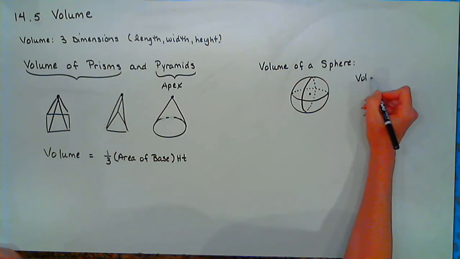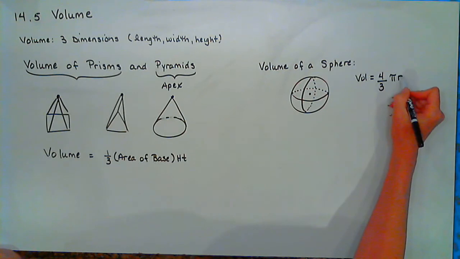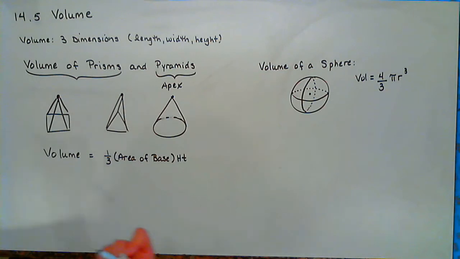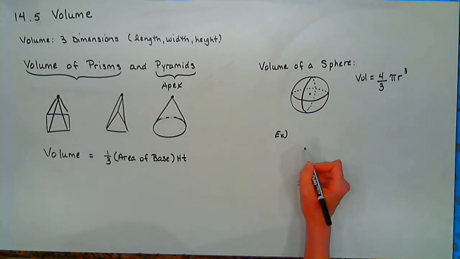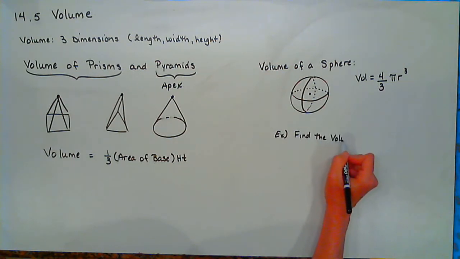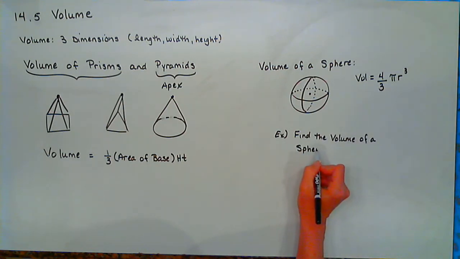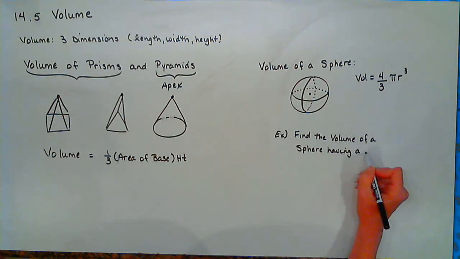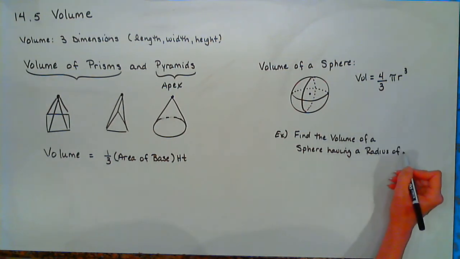And this volume is 4/3 pi r cubed. All right. So, for example, let's find the volume of a sphere having a radius of 9 millimeters.